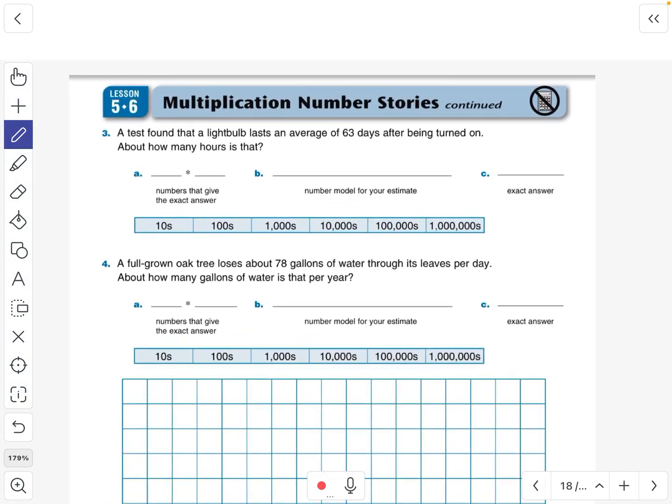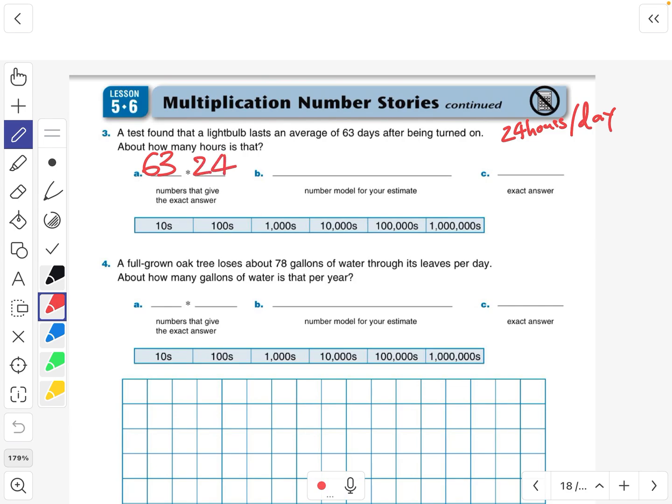A test found that a light bulb lasts an average of 63 days after being turned on. How many hours is that? Well, for that you have to know how many hours are in a day. And I happen to know that there are 24 hours in a day. I think you knew that too. So the numbers we're using are 63 times 24. I'll go through this with you, but if you want to try it on your own, press pause now, go ahead and do it, and then you can come back in a moment.